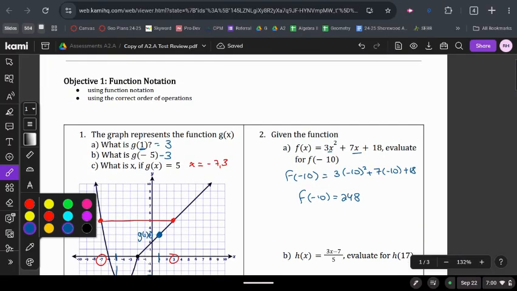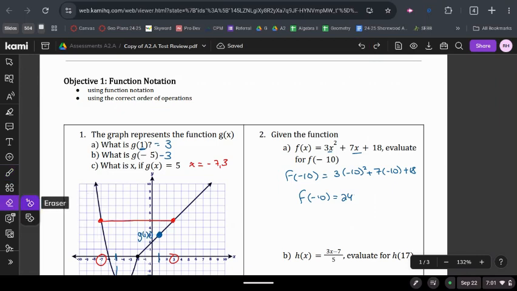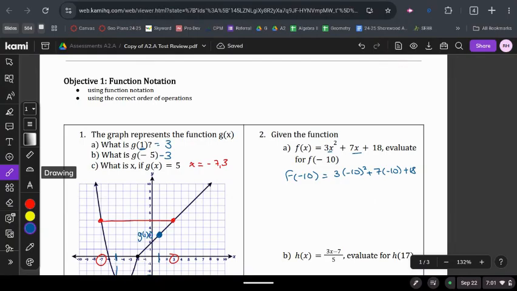Actually, I believe we are asking you to use the correct order of operations. So that does mean that we do need to show a little bit more work than just substituting it into our calculators. So that means that we start with the exponents. So negative 10 to the power of 2 is 100. And then we can multiply the 3 times 100 to get 300 minus 70 plus 18. And that's how we get the 248 as our final answer.